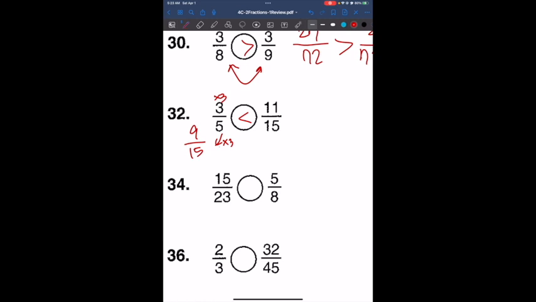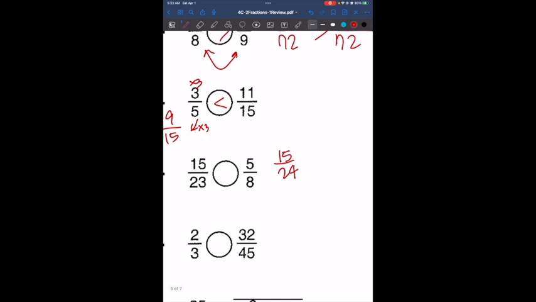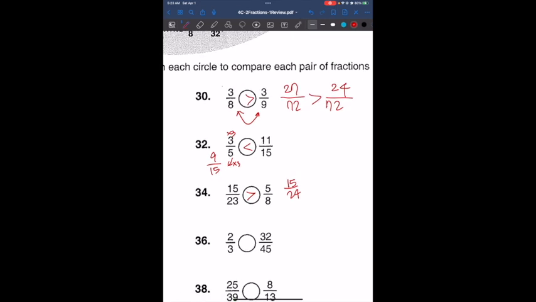And so 5 over 18 is basically 15 over 24. And when the numerator is bigger, that means that the fraction is bigger. But when the denominator is bigger, that means that the fraction is smaller. So the fraction with the smaller denominator is going to be larger when the numerator is the same. So 15 over 23 is going to be greater.